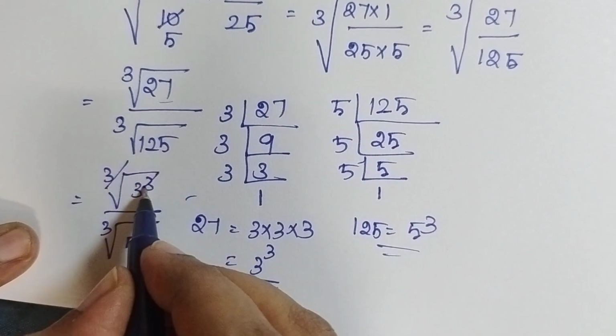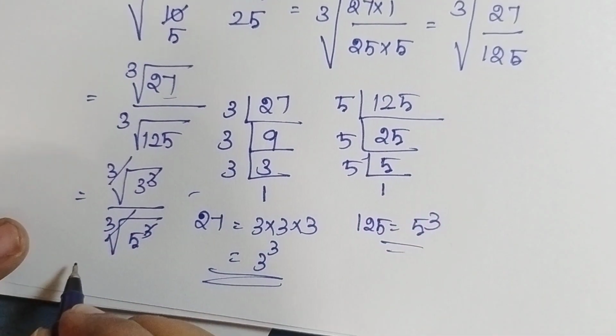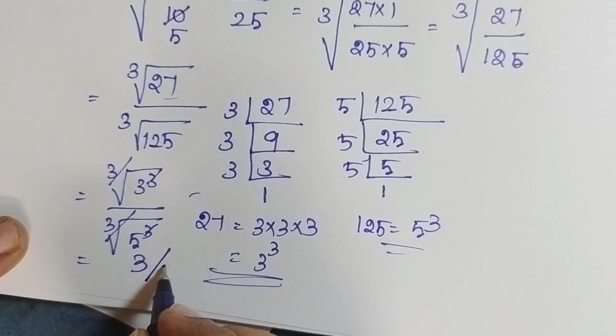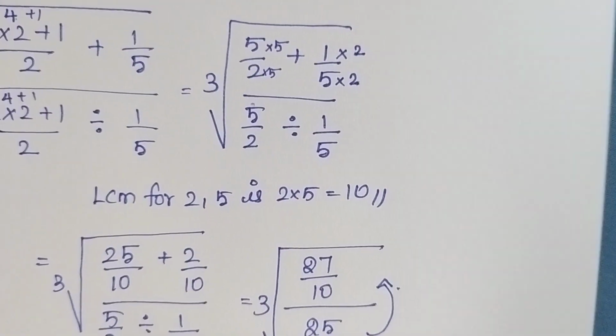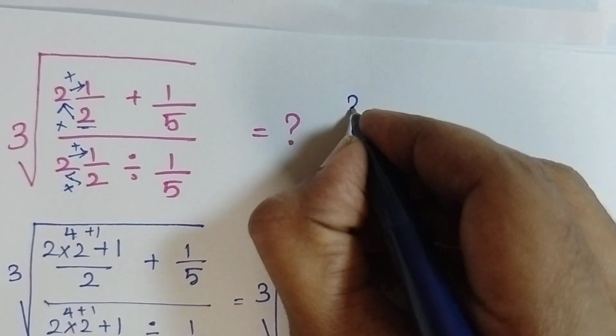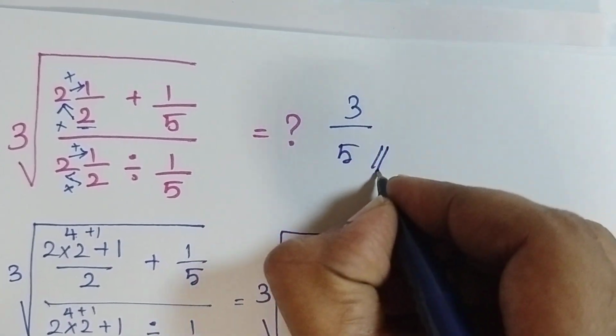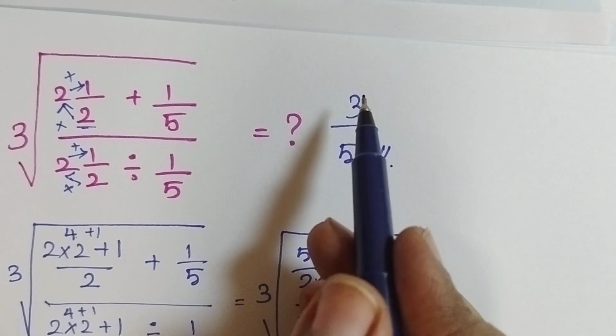So the cube and the cube root get cancelled. So the final answer is 3 by 5. The answer for this question is 3 by 5. This complicated sum gives the simple answer 3 by 5.